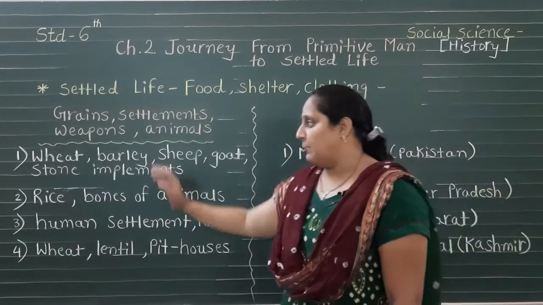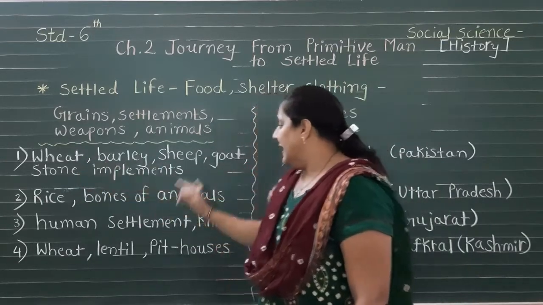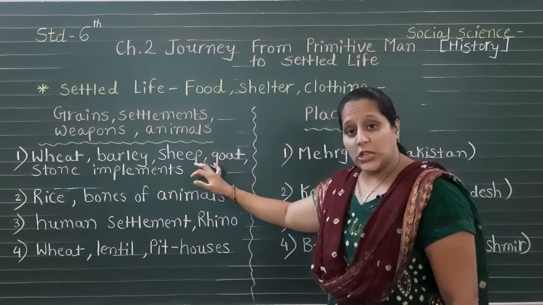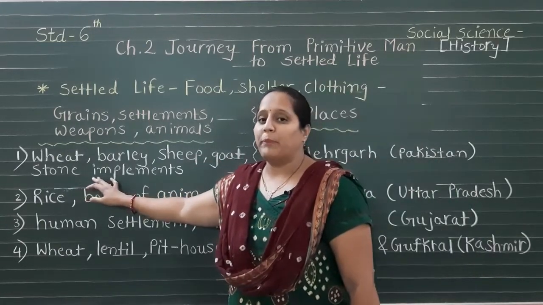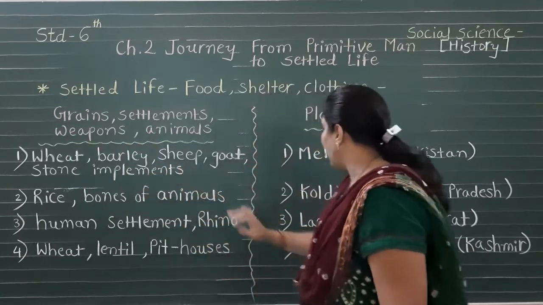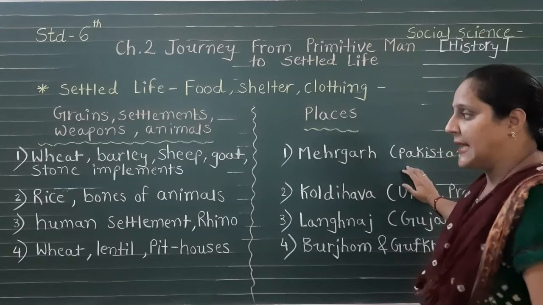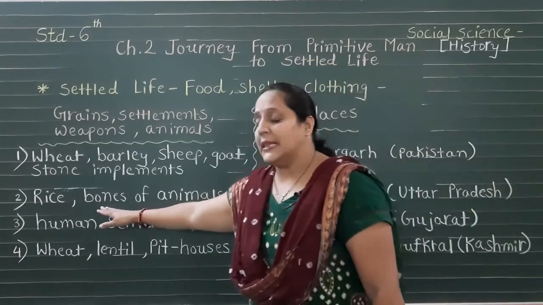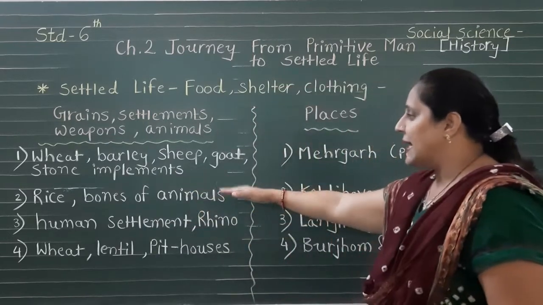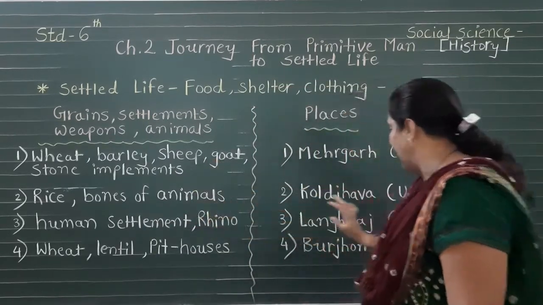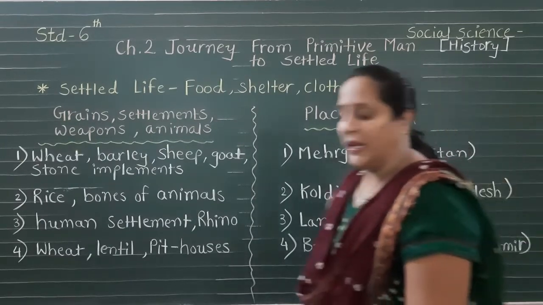Our first example, where we find evidences of wheat, barley, the bones of sheep, and stone implements. What is meant by implements? Means tools. So we find all these things in Mehergarh. Now it is in Pakistan. Our second example is rice and bones of animals. All these things, rice and bones of animals, we find in Koldihwa, which is in Uttar Pradesh, in UP.